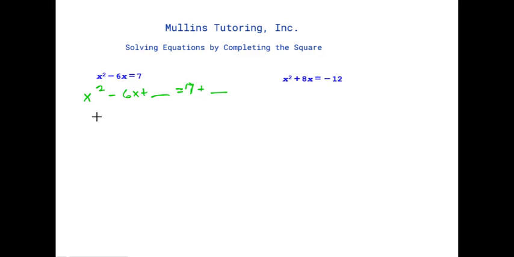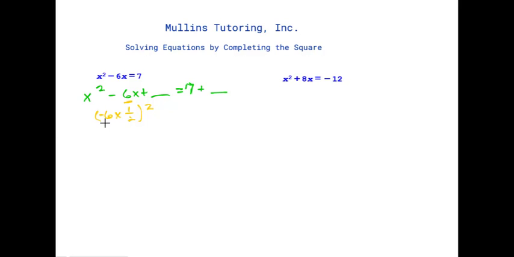So what we're going to do is we're going to multiply the coefficient of x, which is 6, so we're going to do 6 times 1/2, and then we're going to square that number. This is a -6, so put that negative sign in there. Okay, so let's do that.